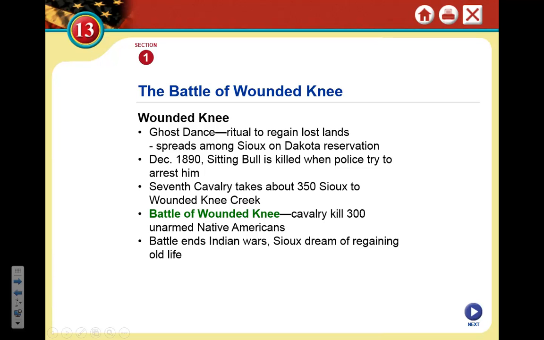In 1890, they rounded up a group of Sioux, including Sitting Bull. When they tried to take the Sioux' weapons, a fight broke out. Army troops killed 300 unarmed Sioux in the Battle of Wounded Knee.